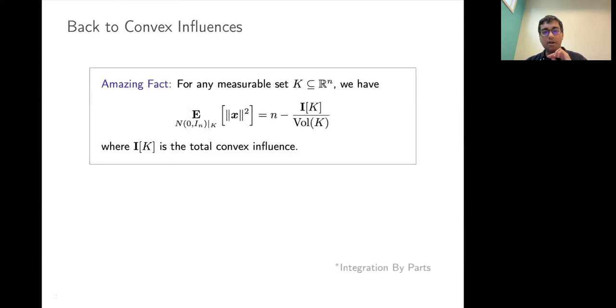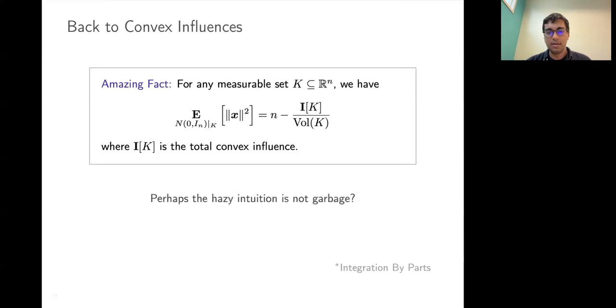Because in our earlier paper, we showed that this normalized influence quantity is actually related to the squared norm of samples from a truncated distribution. So I'm going to call this an amazing fact, even though it's really just integration by parts. We showed that if you have any set K, then the squared norm of the samples drawn from the Gaussian conditioned on that set is equal to n minus the influence divided by the volume, right? So it's just n minus the total influence divided by the volume.